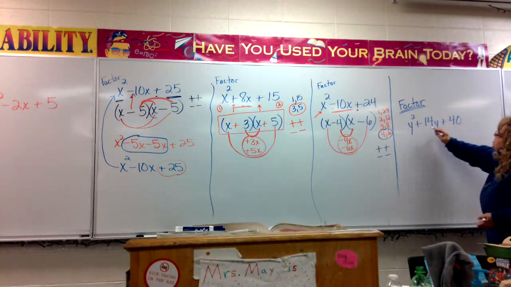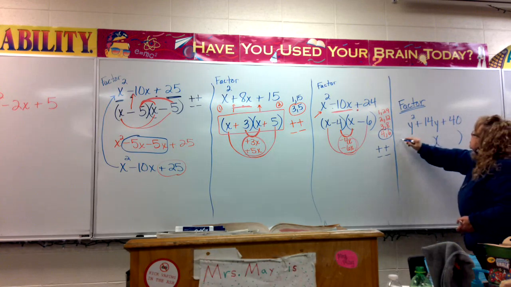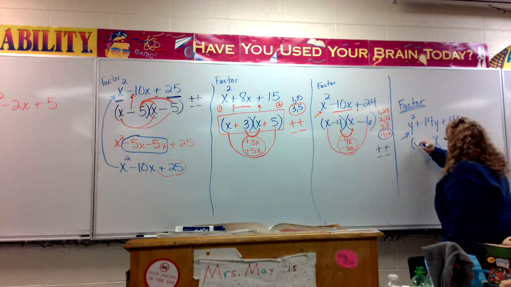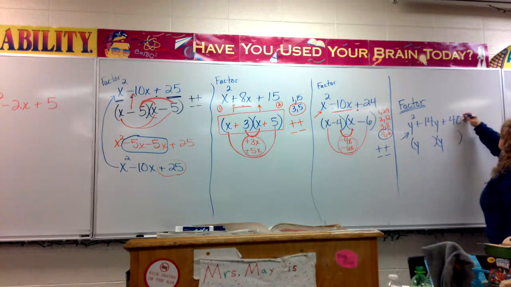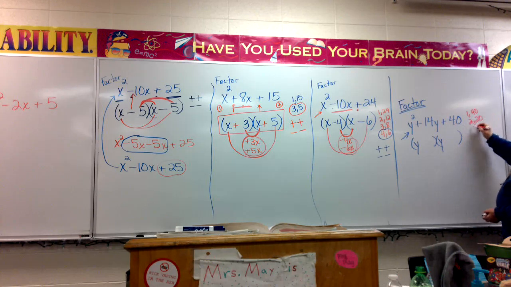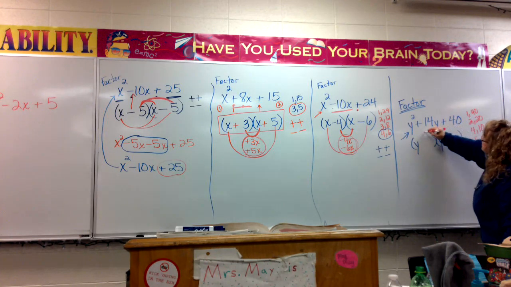Anything common with these? Just say no. Start here. Y squared. What times what? Y times y. Here, it's 40. Oh boy. I've got about a million combinations. 1 and 40. Could be 2 and 20. Not 3. 4 and 10. 5 times 8. 6 no, 7 no. And then we're back here. I need the combination that's going to add to 14.